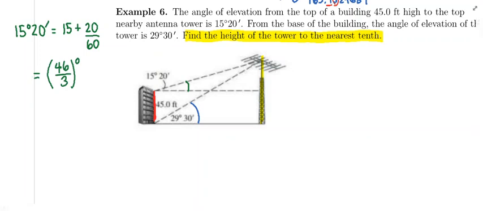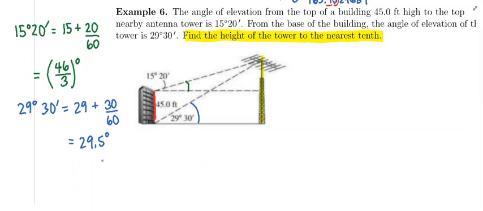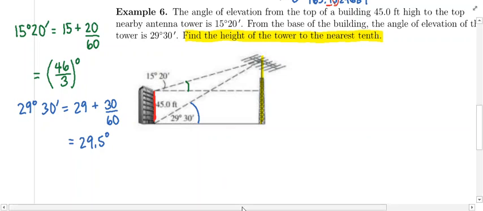As far as the blue angle, 29 degrees and 30 minutes, this is going to be 29 whole degrees plus 30 out of 60. 30 over 60 is 1/2, so this is going to be 29.5 degrees. That one's not as bad. We can just use the decimal approximation here because it's exactly 29.5. So we've converted these over to decimal degrees so they're easier to use.